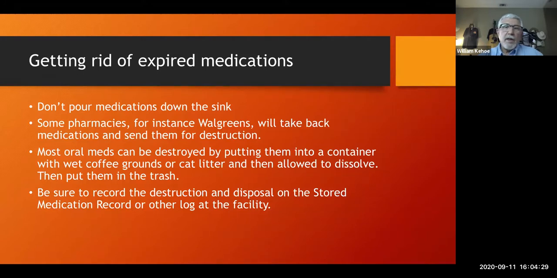But another thing that you can do, if you just have a few things, and they're not controlled substances, your oral medications can be put into a container, like with wet coffee grounds. I probably wouldn't use cat litter, but you can put in there some moist cat litter in a baggie, seal it up, and then you can put that in the trash. Now, that sounds bizarre, doesn't it? But in fact, you can look up on the FDA website and the EPA and find that there are medications that you can do that with, and that's most medications.